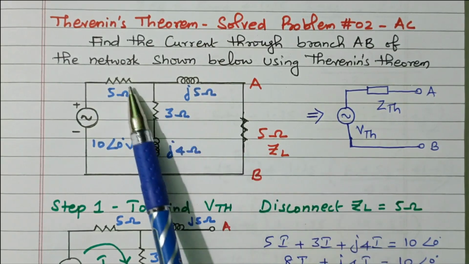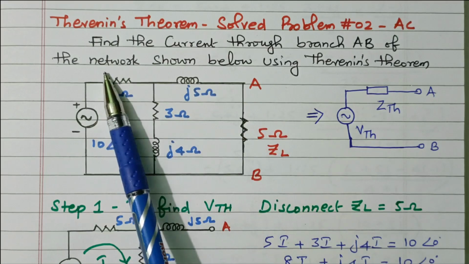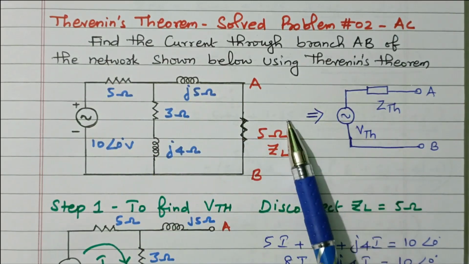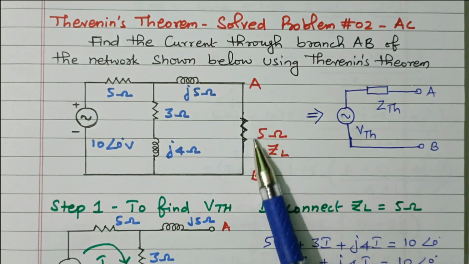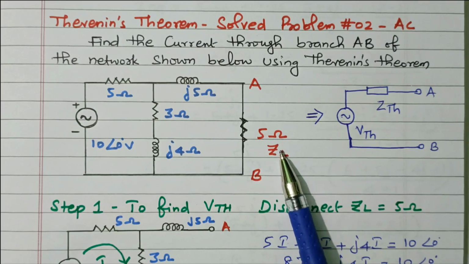Now we'll go to the topic. Find the current through branch AB of the network shown below using the Thevenin's theorem. We need to find the current flowing through this terminal AB, which is connected with a 5 ohm resistor.